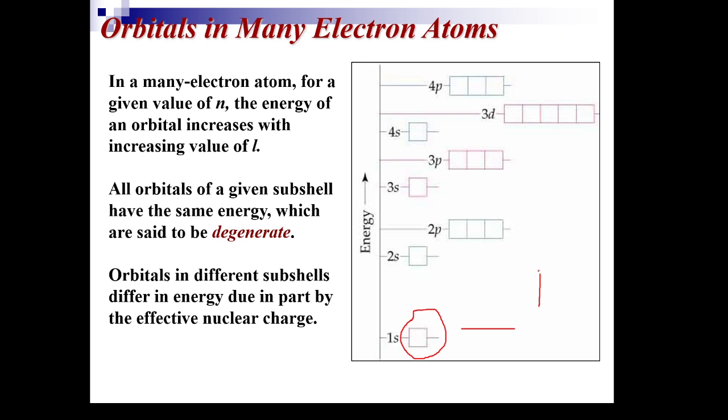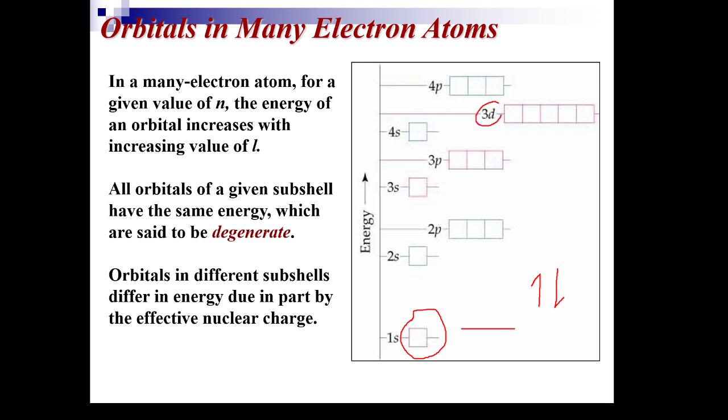But electrons are represented by half arrows, either pointing up or pointing down. You can use the boxes if you like. You can use a line if you like. So we're going to fill from our lowest amount of energy to our highest amount of energy. Okay? And we'll keep filling till we run out of electrons.